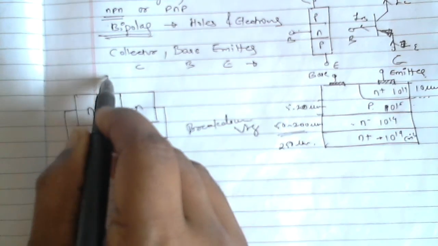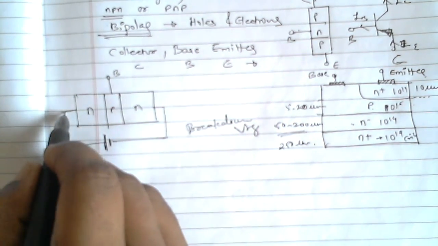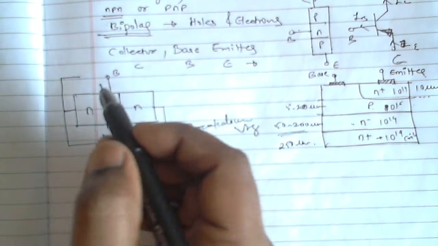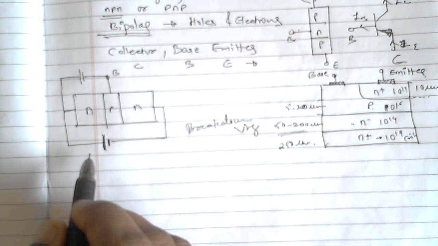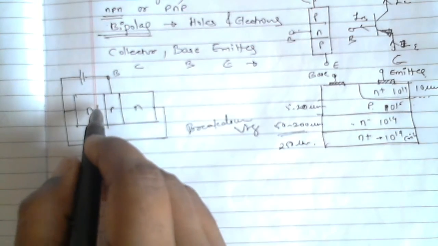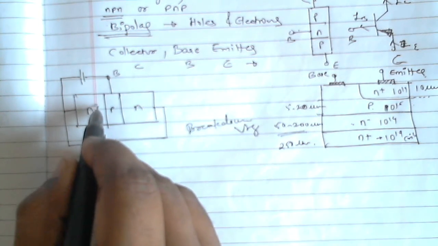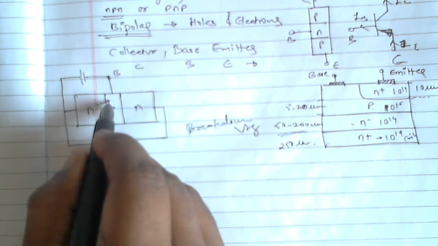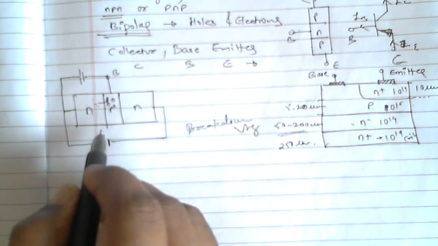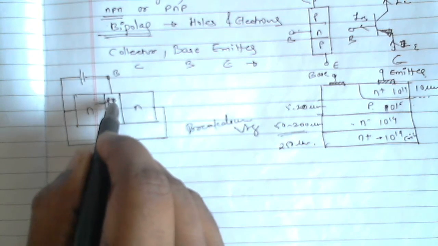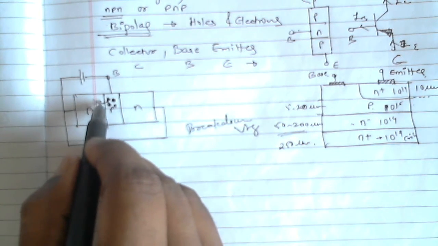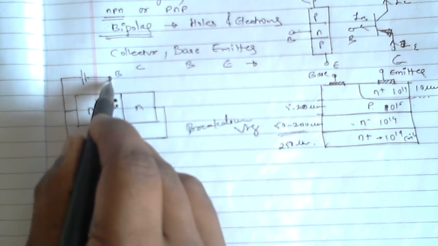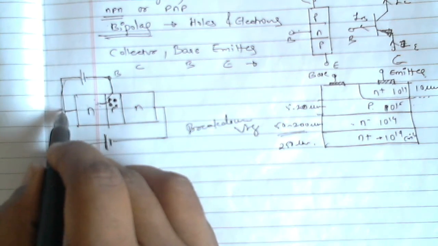Now here there is a base. Now what will I do? I will do one thing. I will apply one supply like this. So what will happen is that the electrons from this particular n layer will move over to the holes here. Now these electrons will combine with these holes. A few electrons combine, and the remaining electrons will complete their path through this outer circuit like this.